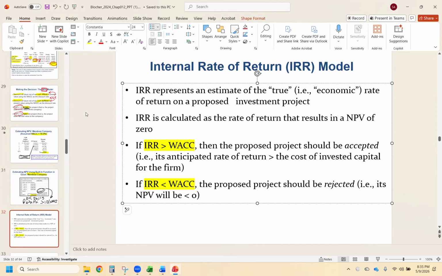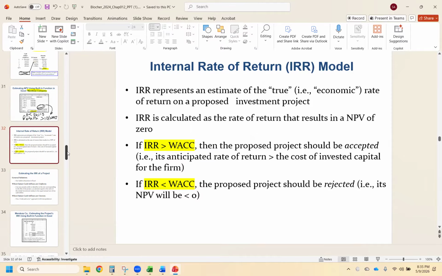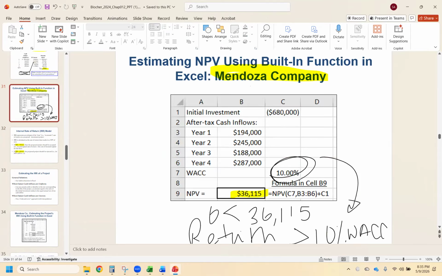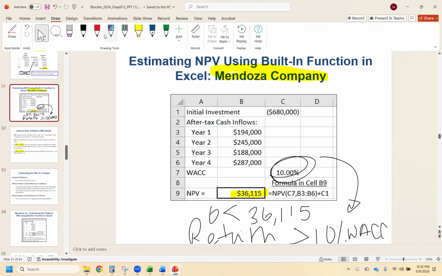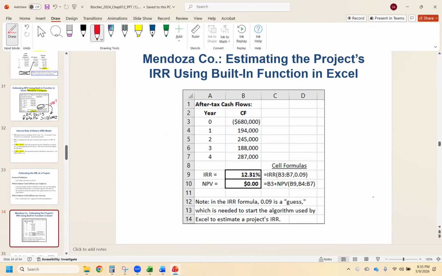So basically, it's just another way of calculating whether or not you should accept the project, but you'll essentially come to the same conclusion. It's just maybe we want to know what the IRR is in this setting. So what is that internal rate of return that we're earning on this project? We don't know. It's more than 10 though. All right, so you can do the internal rate of return pretty easily in Excel.